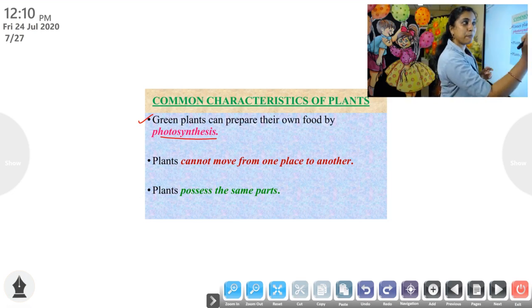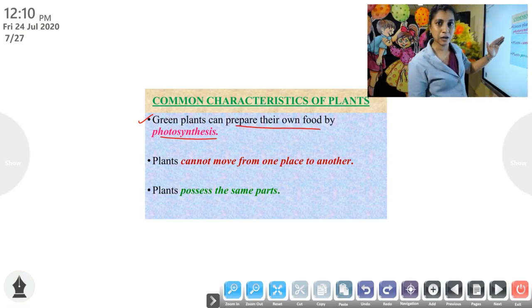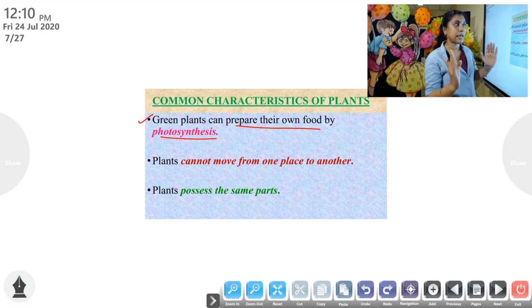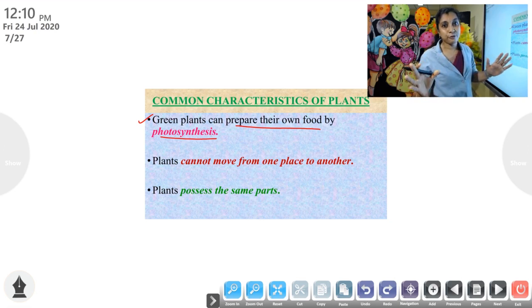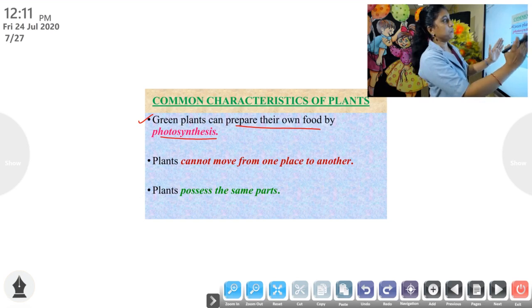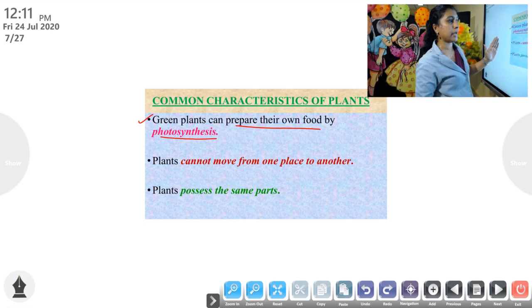What is the first common feature? Green plants can prepare their own food by a process called photosynthesis. Only green plants can prepare their own food. What about animals? Animals cannot make their own food. We know that. They depend on other plants and animals for their food. So, the first characteristic: green plants can prepare their own food by photosynthesis.